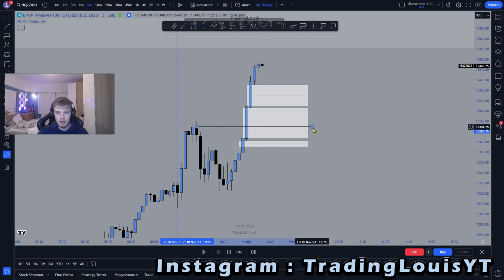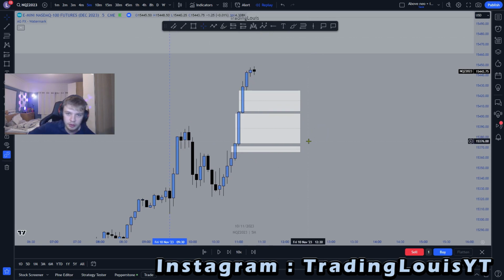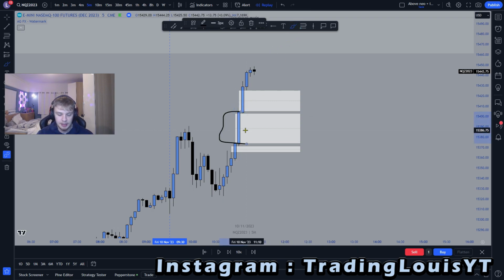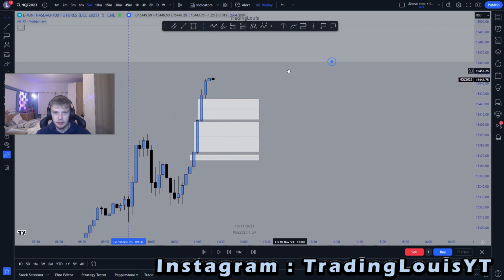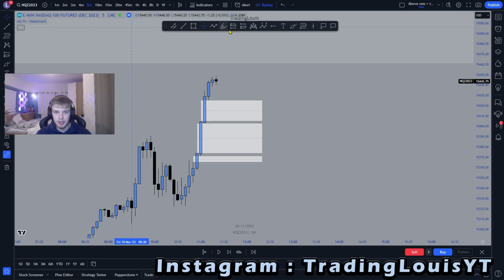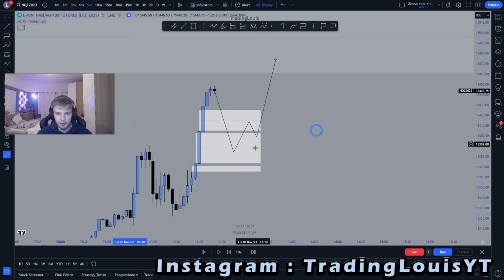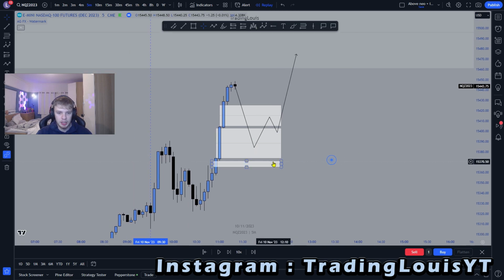So if price was to come back down, the fair value gap that I would be focusing on here would be mainly this fair value gap right here. So if price action was to come down like this, and then get a retracement back to the long side, I would focus on this fair value gap here, just because we have this bullish breaker.